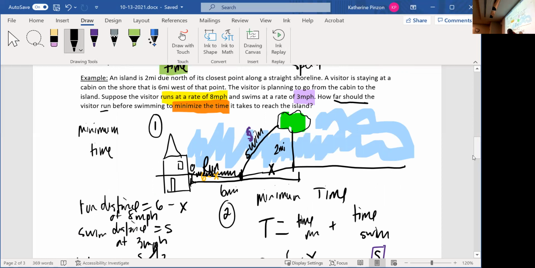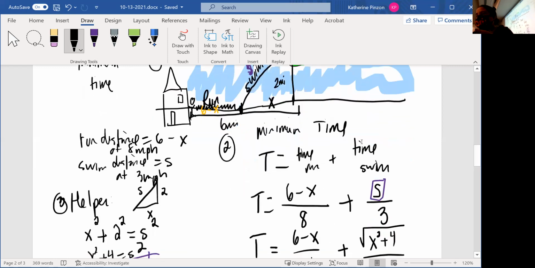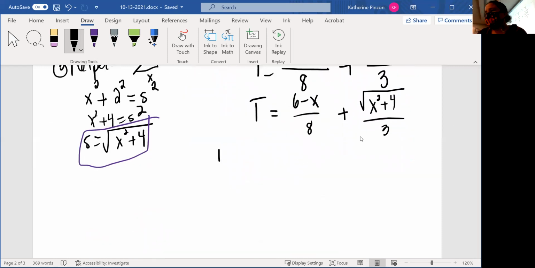If X is 6, then they swim across the lake the whole time. Agreed? If X is 6, this triangle gets really big. They swim across the lake the whole time. If X is 0, what happens? They run all 6 miles and then they swim 2 miles across, right? So the domain of X is somewhere between 0 and 6. Why is domain important?